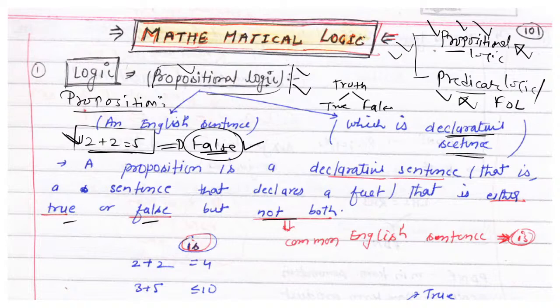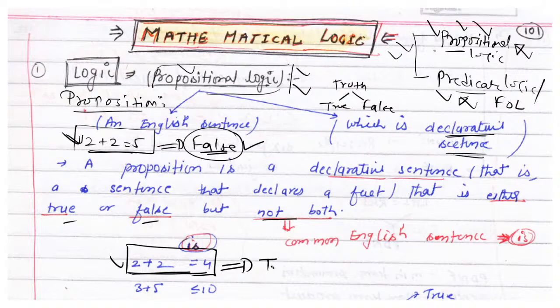So if the proposition is false, then we will say that this is a false proposition, and if the proposition is true, then we will say that it is a true proposition. For example, 2 plus 2 equal to 5 is a false proposition. For example, 2 plus 2 equal to 4 is a true proposition. So with this proposition, remember, I can assign the truth value T.